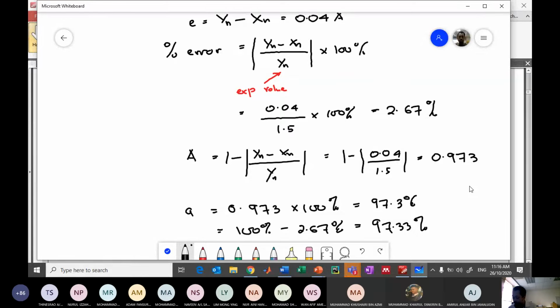In fact, if I do the calculation for the top one, 0.04 divide by 1.5, 1 minus answer. So if I take another decimal point at the back, it should be 0.973. Okay, so by right, whether you use the top method or the bottom method, you should get the same result. So this one is also 97.33%. Okay, so fairly straightforward, these two questions.